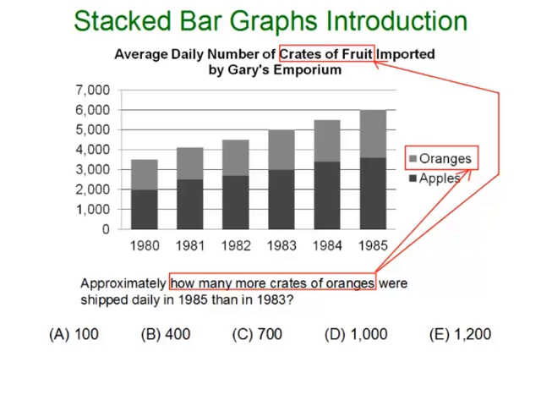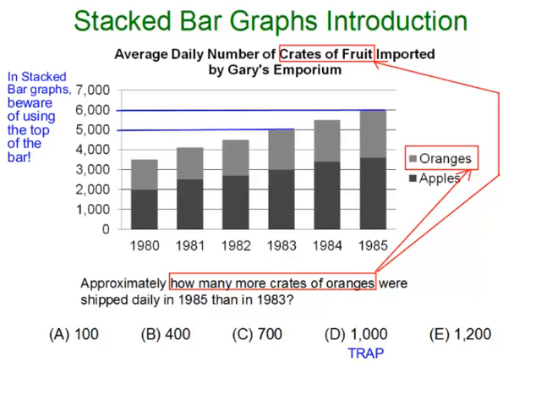On stacked bars, you want to be really careful. Oranges are on top, but the number of oranges is not where the bar reaches. So watch out and beware. Don't use the top of the bar in stacked bar graphs. If you did that here, the difference between 85 and 83 is 1,000, right? They directly correlate to 6,000 and 5,000, and that's a trap. To find oranges, we actually have to subtract out the apples from them.